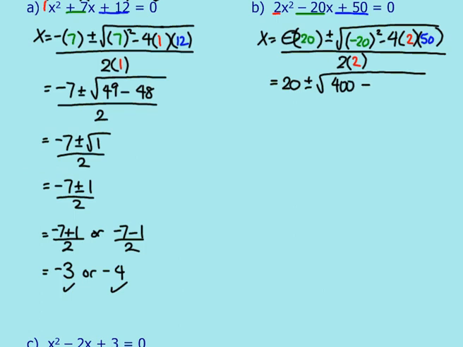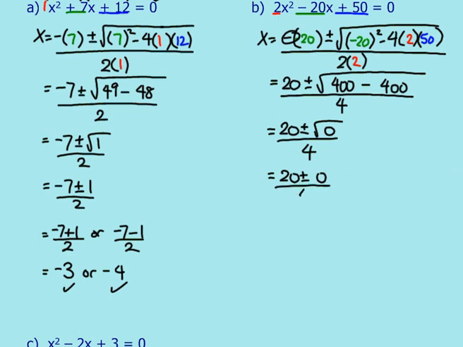Minus 4 times 2 times 50, I think that's also 400, all over 2 times 2, which gives me 4. So you're probably noticing that the 400 and the 400 are going to cancel out and make 0. And the square root of 0 is just 0. This is turning out to be a pretty easy answer, actually.